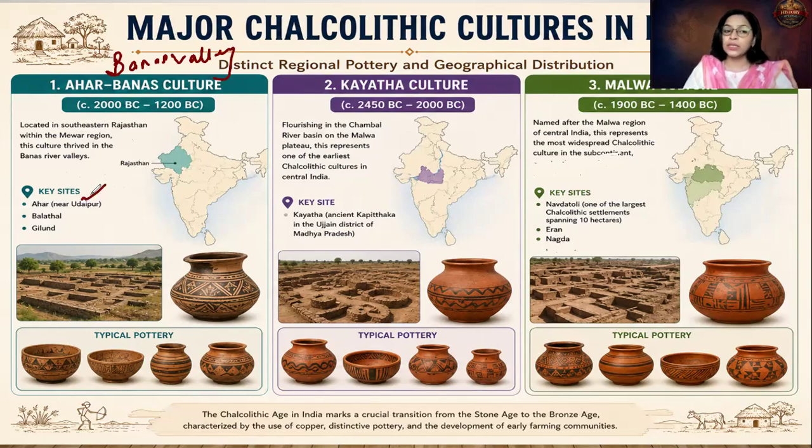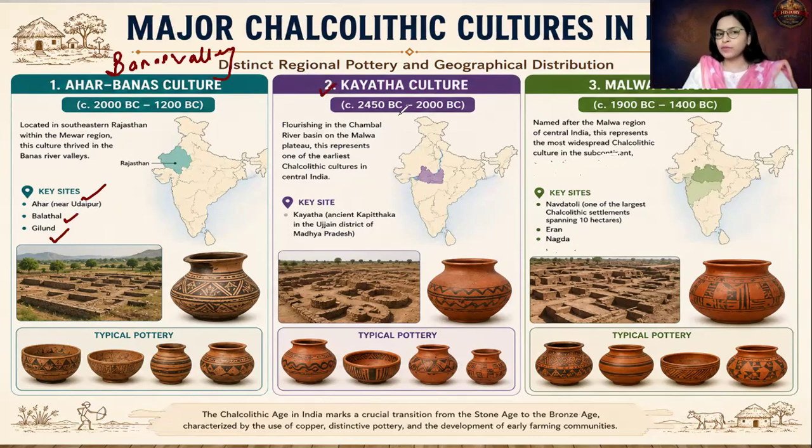Near Udaipur. Then the next site is Balathal, again in Rajasthan. And finally, you have Gilund. So please remember the three sites associated with the Ahar Banas culture: Ahar, Gilund, and Balathal. Which state? Rajasthan. Which river valley? Banas River Valley.